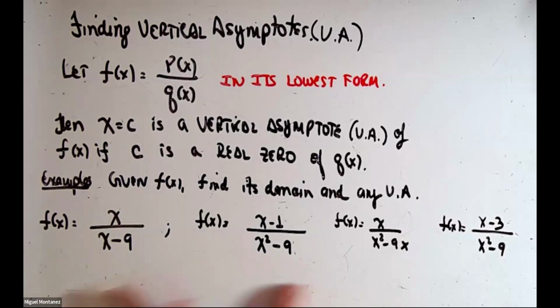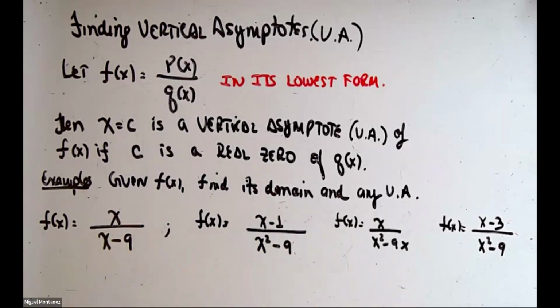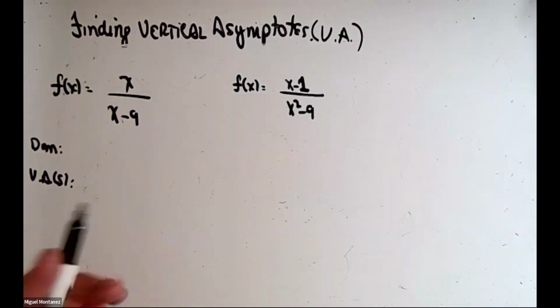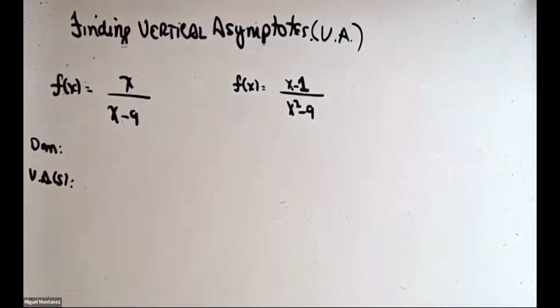Okay, let's do a couple of examples, very similar yet very different, so we see the behavior of each of these rational functions. Just to keep things easier to see, to appreciate, let's find the domain and the vertical asymptotes. Let's try those. First example, x over x minus 9. Notice that the function is in its lowest form.